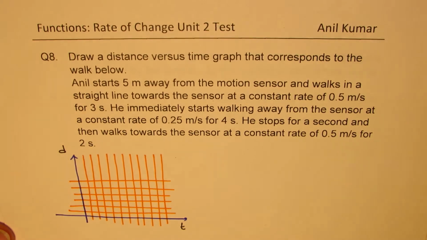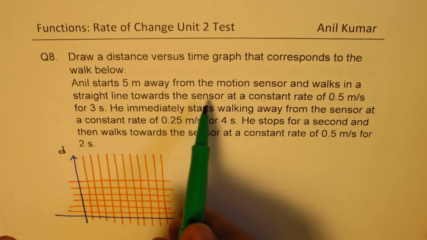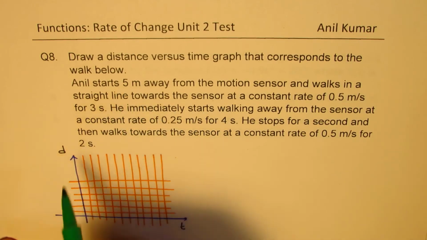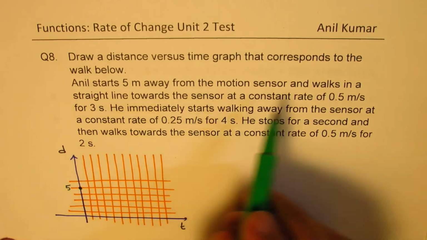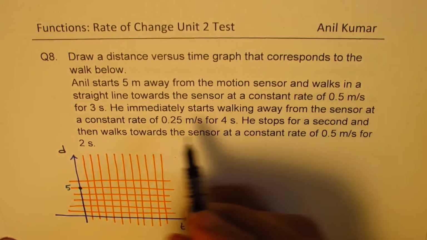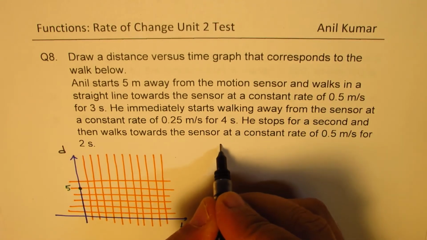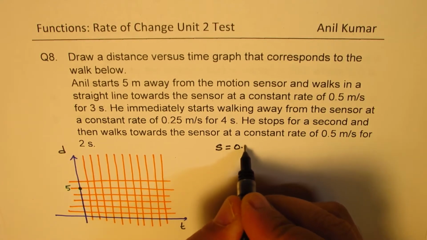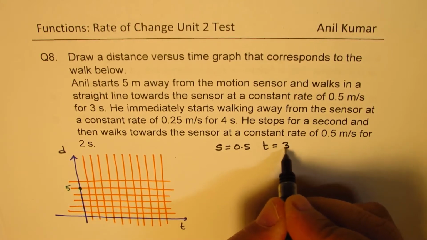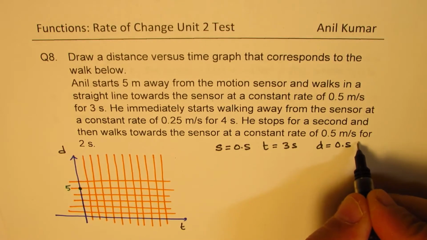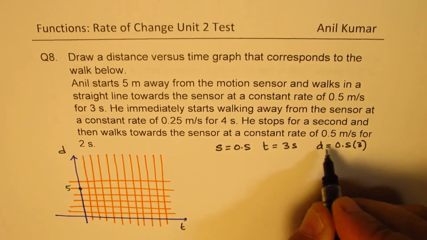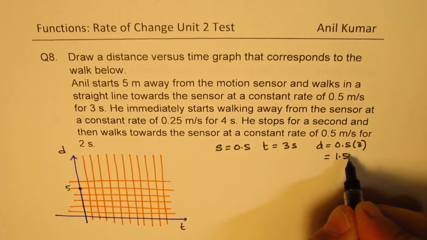So Anil starts 5 meters away from the motion sensor and walks in a straight line towards the sensor, right? So 5 meters away, 1, 2, 3, 4, 5. So that is 5 meters. Okay, so that is the starting point. And it is given to us here that he walks at a constant rate. So the speed is 0.5 and time is 3 seconds, right? So therefore, distance will be 0.5 times 3. So this distance is going to be 1.5.